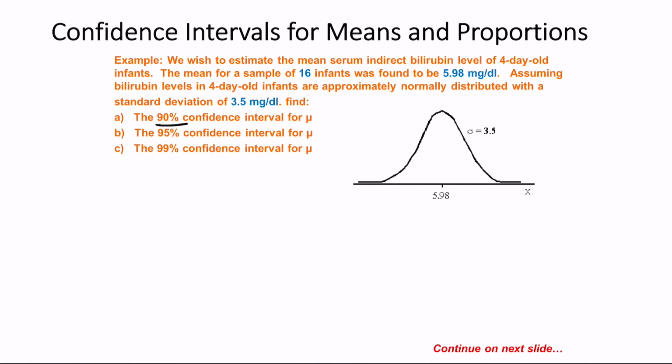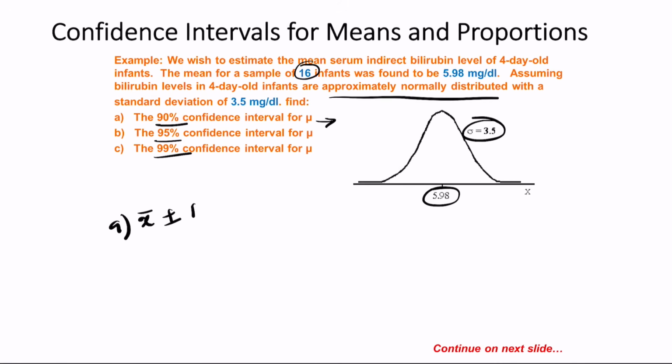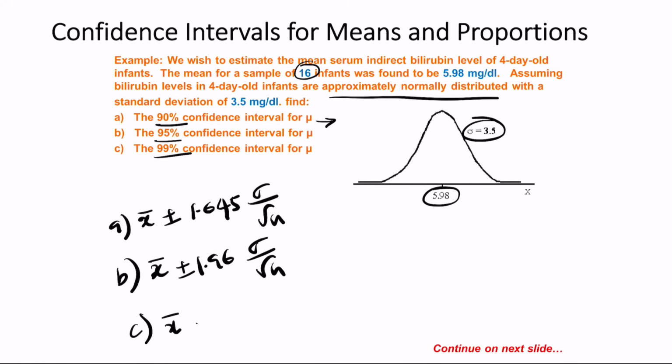So they've asked us 90%, 95% and 99%, with mu of 5.98 and sigma of 3.54 and n of 16. And they've already said that it is approximately normally distributed. So for 90%, the formula for the A part is x bar plus or minus 1.645 into sigma by root n. For B part, the formula is x bar plus or minus 1.96 into sigma by root n. For C part, the formula is x bar plus or minus 2.575 into sigma by root n. So use these formulas, pause the video right here and try to solve this problem.